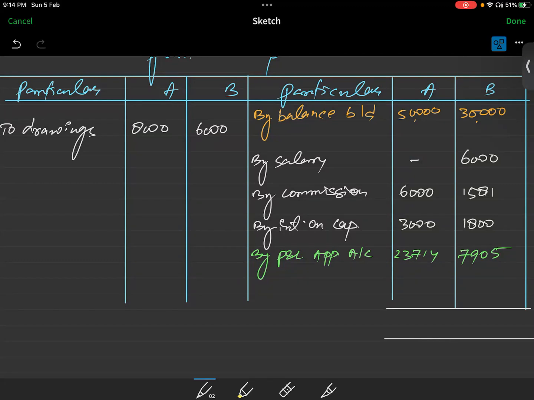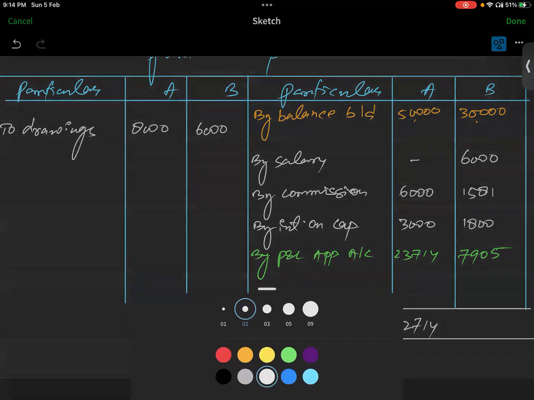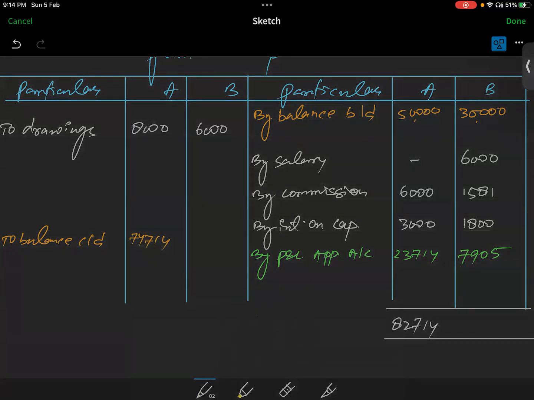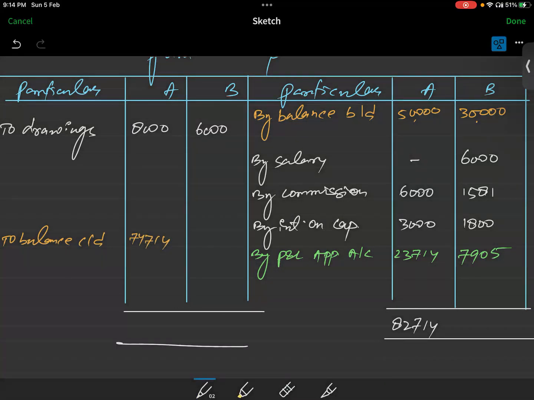First of all, totaling A's balance, we'll get 82714, and out of this we'll subtract 8,000. So after subtracting 8,000 out of it, we'll get the closing balance. This will be written as To Balance c/d. The closing balance will be 82714 minus 8,000, we'll get 74,714. Done. And now we'll total A's debit side. We'll get 82714 on this side as well.